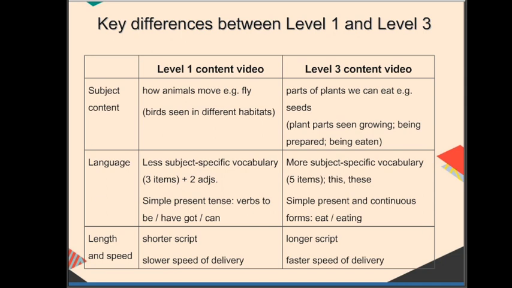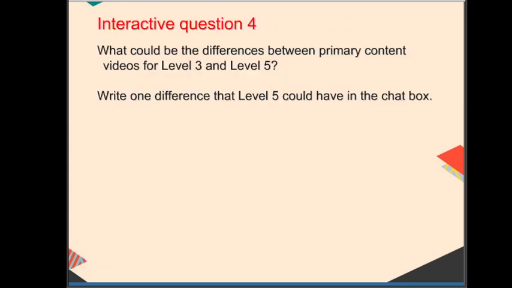In the third row, as you would expect, the Level 1 video script is shorter and delivered more slowly than the Level 3 video script. Next, I'd like you to think about a possible difference between the Level 3 primary video about what parts of plants can we eat that you've just seen, and a Level 5 content video. So think of a difference that there could be between the Level 3 and Level 5. And please could you write one difference in the chat box.